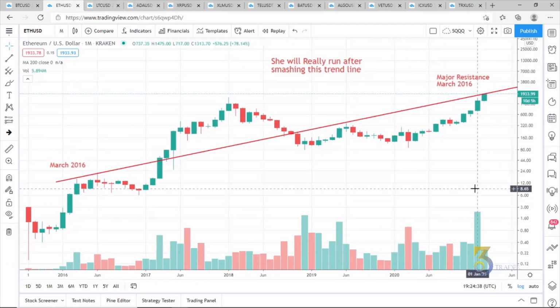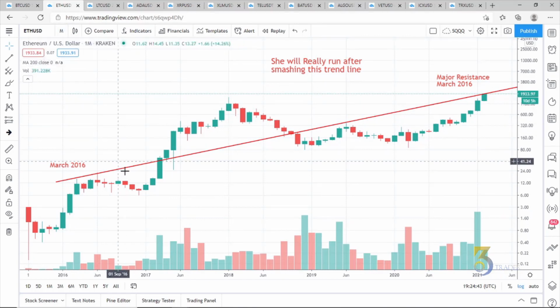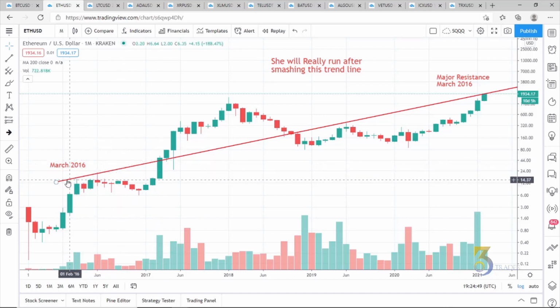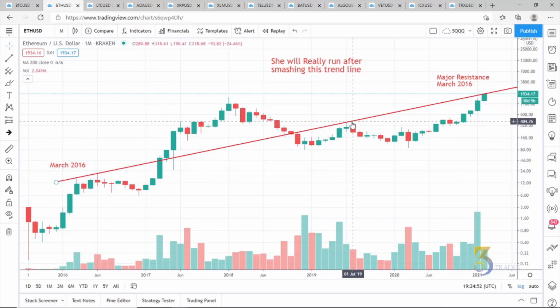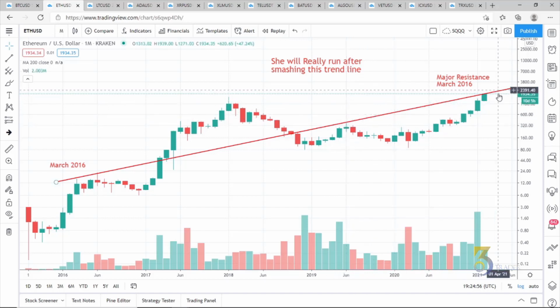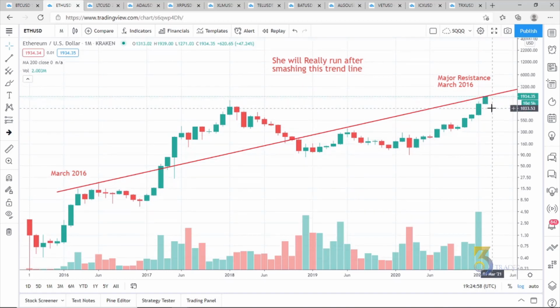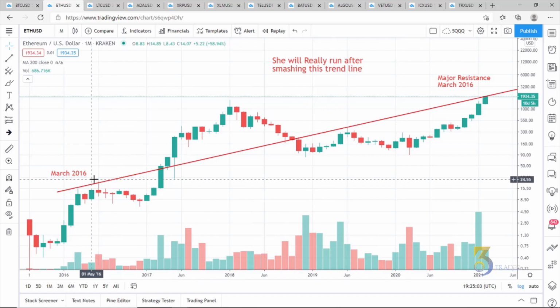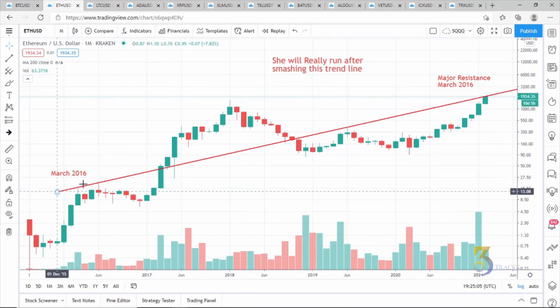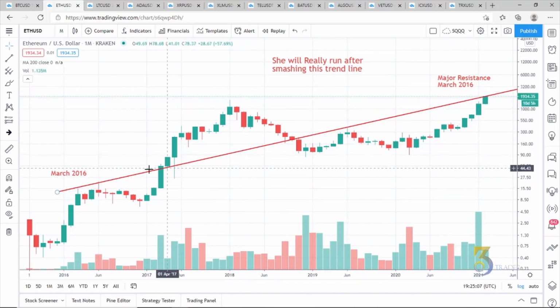Here's Ethereum. This is the monthly view, right here, the monthly of Ethereum. We have a line going all the way back from March 2016. So I've tried to draw the most touches here, drawing through here to June 2019 and on up to where we are currently. Look what we're currently doing as we speak. It is currently testing this trend line, drawn all the way back to March 2016. Look what happened when it broke it in the 2017 bull run.